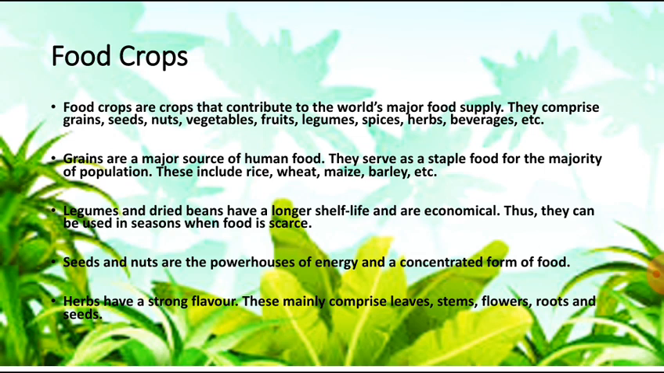Legumes and dried beans have a longer shelf life and are economical. Thus, they can be used in seasons when food is scarce. Seeds and nuts are the powerhouses of energy and the concentrated form of food. Herbs have a strong flavor. These mainly comprise leaves, stems, flowers, roots, and seeds.